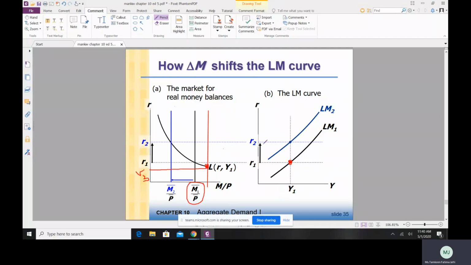So how would this translate into panel B? Now what is happening? At the same Y1, the interest rate has actually decreased to R3. So as a result, my entire LM curve is going to shift outward. Okay. So as a rule of thumb, remember, when money supply decreases, the LM curve will shift upward. When money supply increases, the LM curve will shift downward. And there are many other factors which can result in a shift in the LM curve.